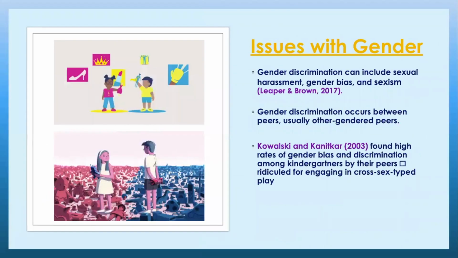Issues with gender. Gender discrimination is an umbrella term and can include sexual harassment, gender bias, and sexism. In children, gender discrimination occurs between peers, usually other gendered peers. For example, Kowalski and Kanitkar found high rates of gender bias and discrimination among kindergarteners, including instances in which children were ridiculed for engaging in cross-sex type play by their peers.